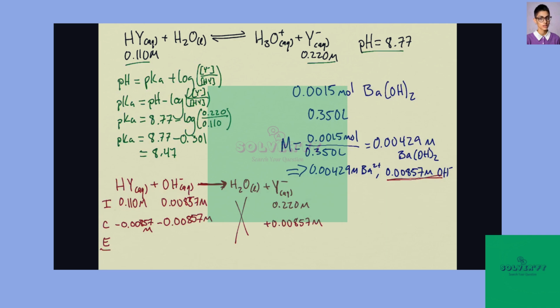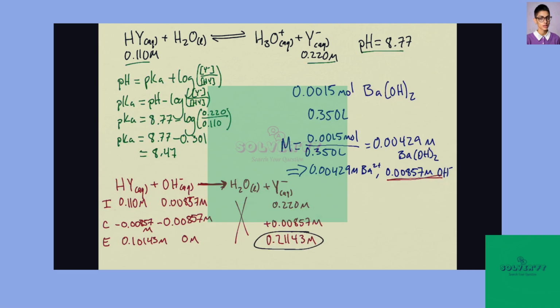Then for equilibrium or end, we just add initial and change. So for HY, we have 0.10143 molar. For hydroxide, we end with 0 molar. And for Y minus, we end with 0.21143 molar.